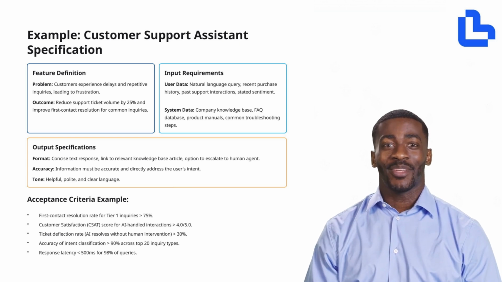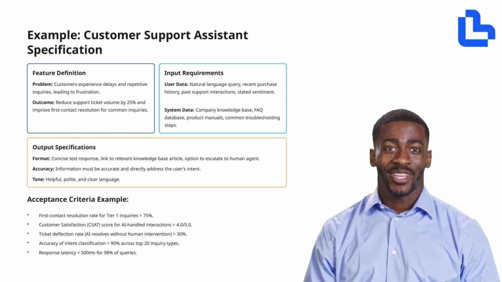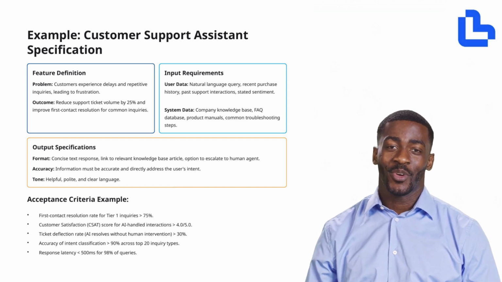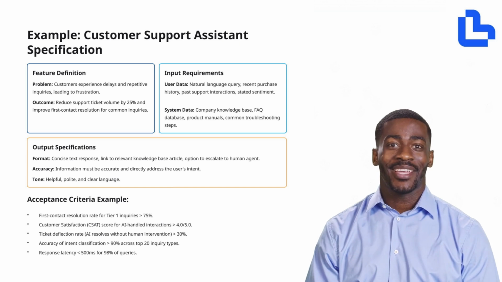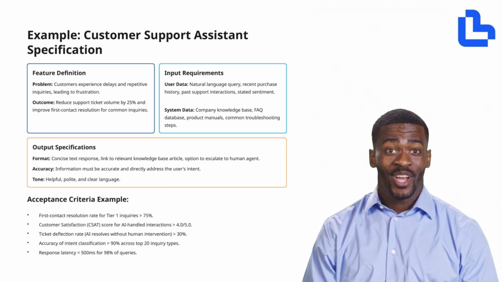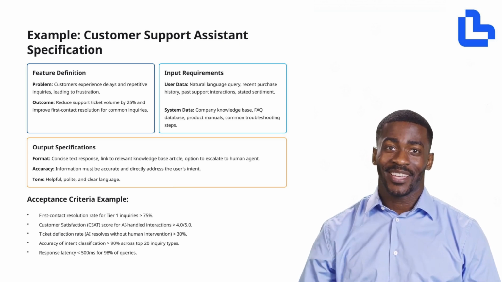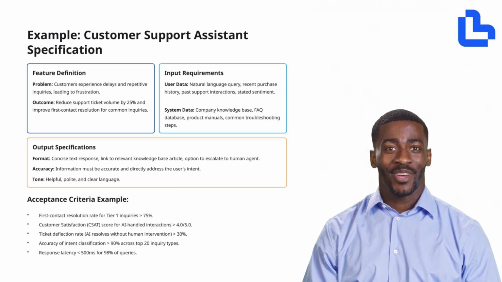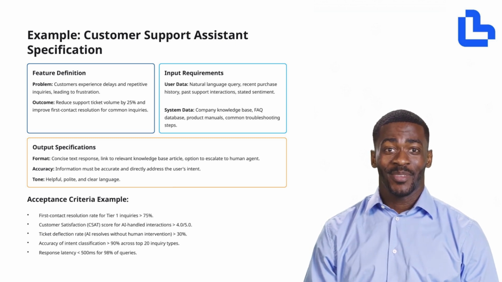Then we move to the output specifications. The assistant should generate concise, accurate responses in natural language, tailored to the customer's query. Outputs must include suggested actions, links to relevant resources, and escalation options when needed. Quality thresholds include a minimum 90% intent classification accuracy and a response latency under 1 second for 95% of queries. The tone should be empathetic, professional, and aligned with the brand's voice.